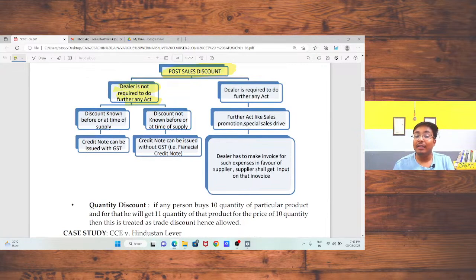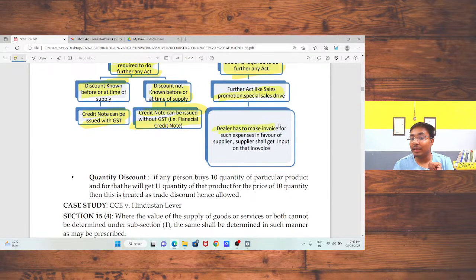Post sales discount, where the dealer is not required to do any further act: if discount is known before or at the time of supply, credit note can be issued. If discount is not known before or at the time of supply, in that case credit note can be issued without GST, that is financial credit note. Where the dealer is required to do a further act like sales promotion or special sales drive, the dealer has to make an invoice for such expenses in favor of the supplier, and the supplier gets input tax credit on those invoices. That is the concept of post sales discount.